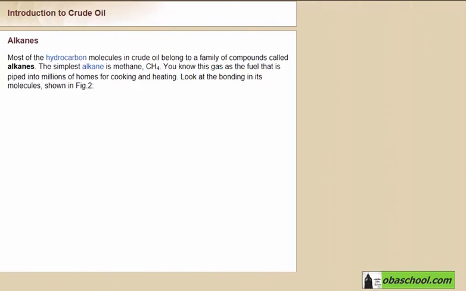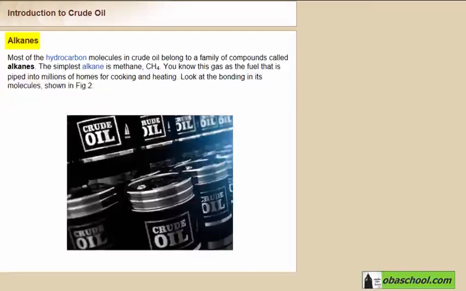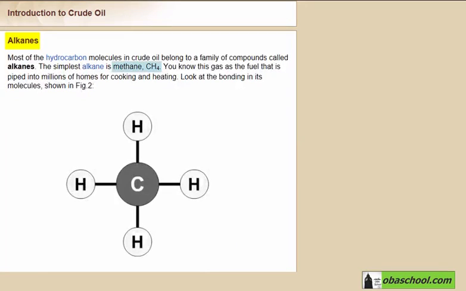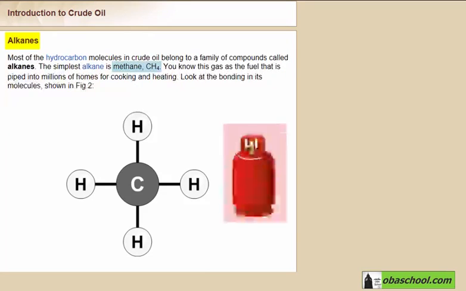In this simulation, we will explore the alkanes family. Most of the hydrocarbon molecules in crude oil belong to a family of compounds which is called alkanes. The simplest alkane, which means the smallest alkane, is methane, and its molecular formula is CH4. So we have only one carbon atom which is bonded to 4 hydrogen atoms. This gas, methane gas, is the fuel that's piped into millions of homes for cooking and heating.